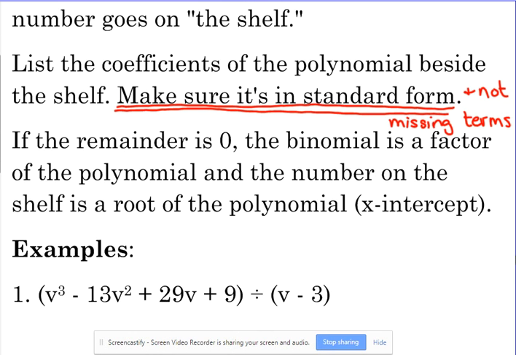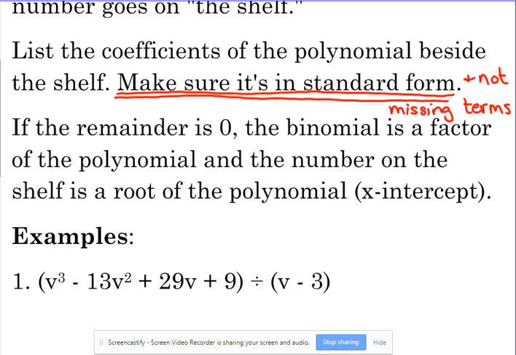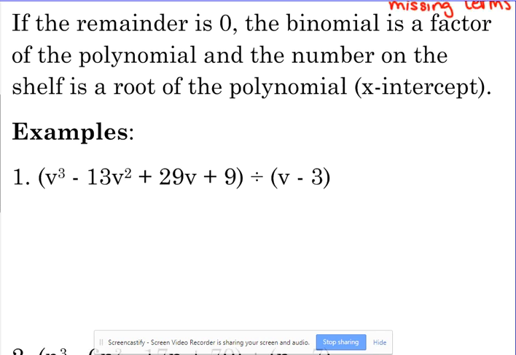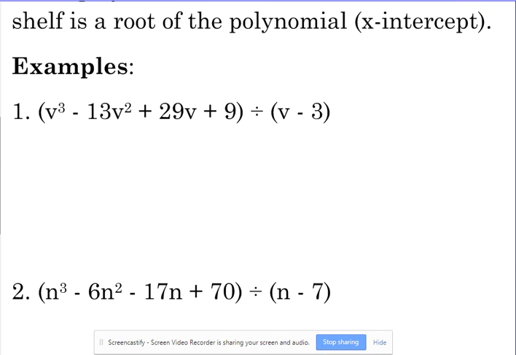This isn't part of the process, but this is part of what this will tell us. If the remainder is 0, then the binomial is a factor, and the number on the shelf is a root, or an x-intercept, or a solution. Remember those terms, those terms that I told you you've got to know mean the same thing. That's what it means if the remainder is 0. So let's look at an example.